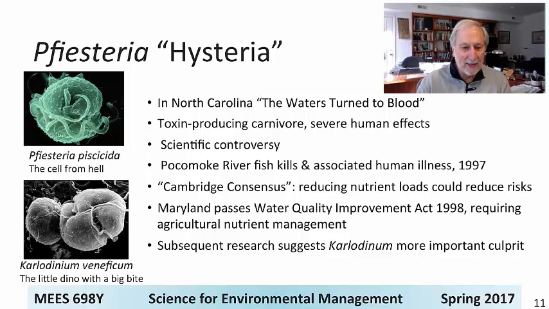So as a result of that, in short order, the General Assembly passed the Water Quality Improvement Act of 1998, which required agricultural nutrient management on farms of a certain size and larger. Subsequent research by Al Place at IMET has suggested that the actual culprit in this case, and the more common culprit for toxic dinoflagellate blooms in the bay, is another species of dinoflagellate called Karlodinium. So we don't have the cell from hell, but we have, as Al says, a little dino with a big bite.